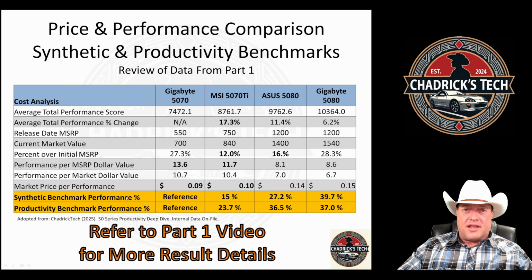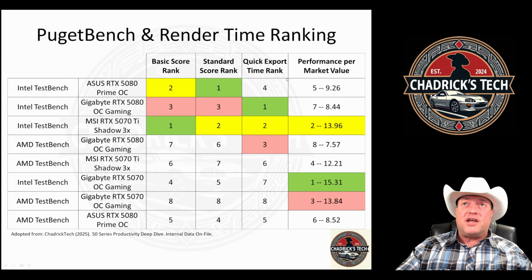If you look at your synthetic benchmark performance, when you have a reference, you got a 15% uplift in performance. Going to the 80, you didn't double it. It's close, but you didn't double it. It's 27.2 and then 39.7. So there is a difference here in your synthetic marks. But when you look at your productivity benchmarks, you jumped up 23.7% from the 5070, and then didn't get the same boost when you went from 5070 Ti to 5080. But what happens, as we know, when we went to the PugetBench and render time ranking?